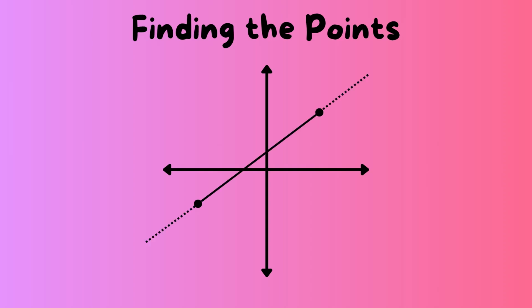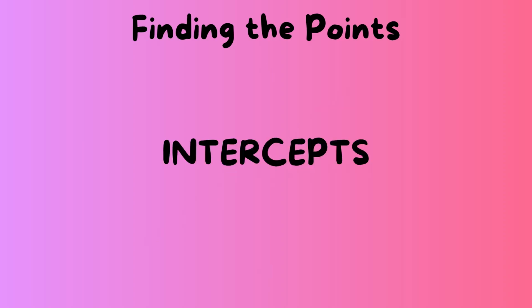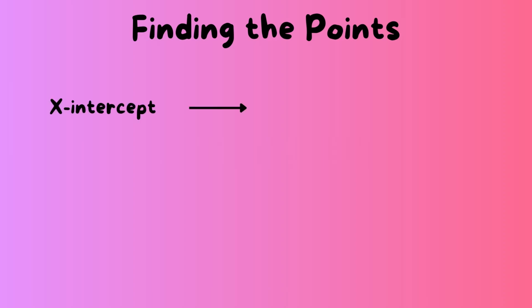However, if you want your graph to be accurate, it is also important to know exactly where the line crosses the axis. These special points are called intercepts. An intercept is a point where the line crosses one of the axes. Let's start with the x-intercept. The x-intercept is where the line crosses the x-axis. Every point on the x-axis has a y coordinate of 0.